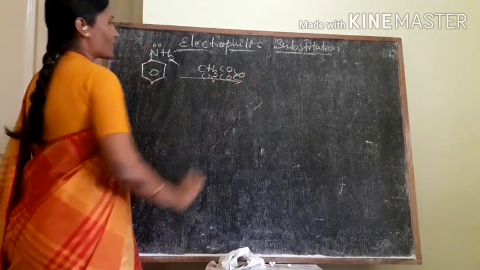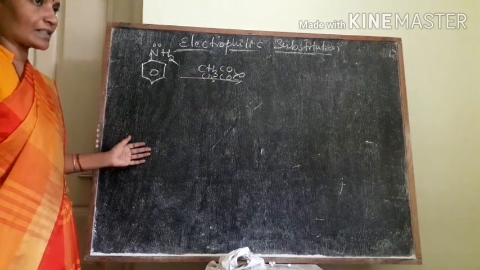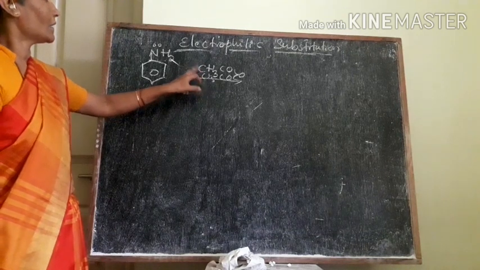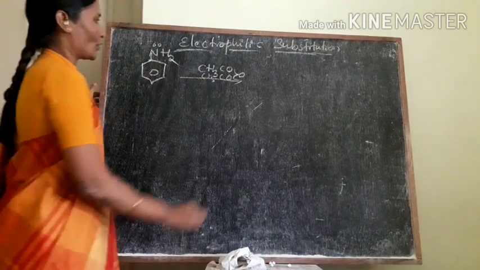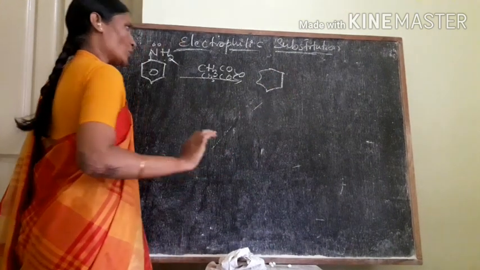It indicates acetic anhydride. Acetic anhydride, definitely, we have already seen acylation. Then what happens is this acetanilide compound is formed. That means the reactivity of that nitrogen is reduced.